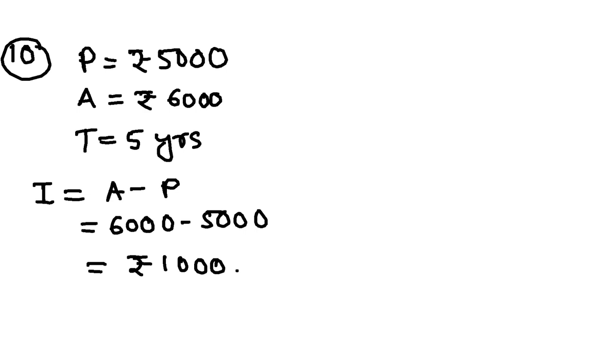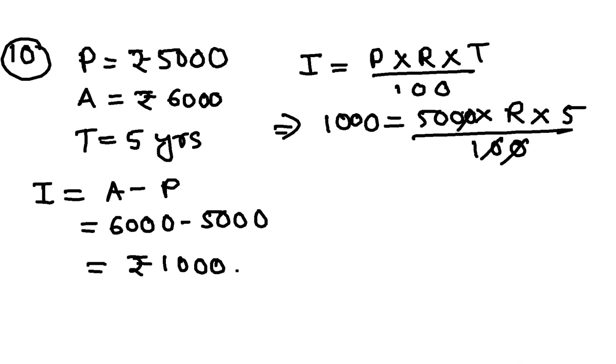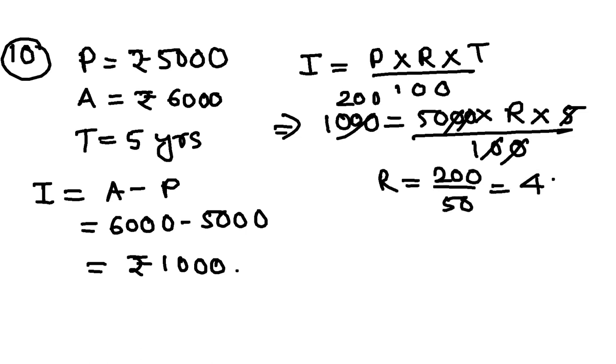Okay, so if the interest is rupees 1000, if I apply the formula interest is equal to P into R into T by 100, that shall give us 1000 is equal to P is 5000 into R, we don't know, and T is 5, by 100. So this shall give us the value R equal to 200 by 50, that is 4%. Okay, so my rate of interest is 4%.